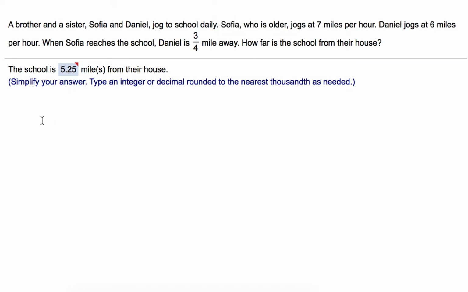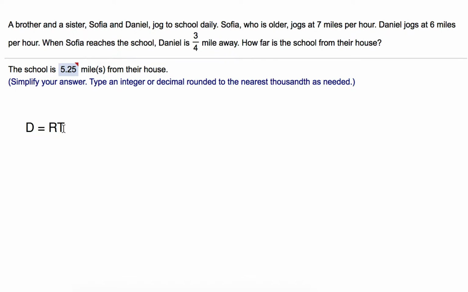Okay, so a brother and a sister are running to school. We're told that Sophia goes 7 miles an hour, Daniel goes 6 miles an hour. Whenever I hear something about how fast a car is driving at a constant rate, or how fast somebody's jogging at a constant rate, it makes me think of this equation: the distance you travel equals the rate that you travel at times the time it takes you to get there.